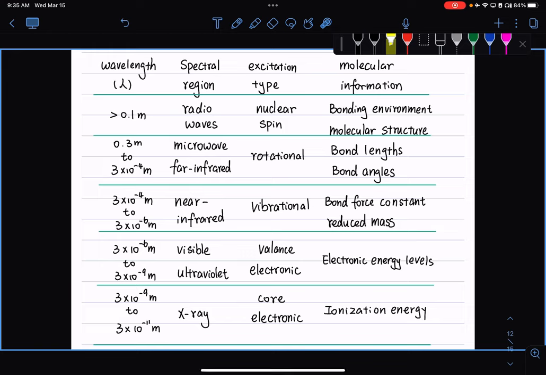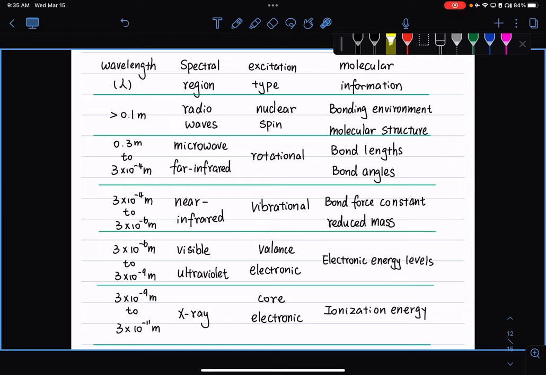Just a quick summary. Different types of spectroscopy will give you different molecular information. That said, again, spectroscopy is just our eye in a microscopic world. We use spectroscopy to depict what those energy levels are in different molecules.